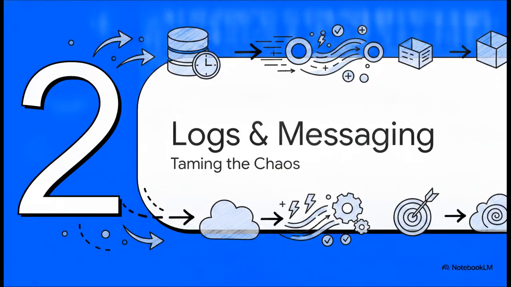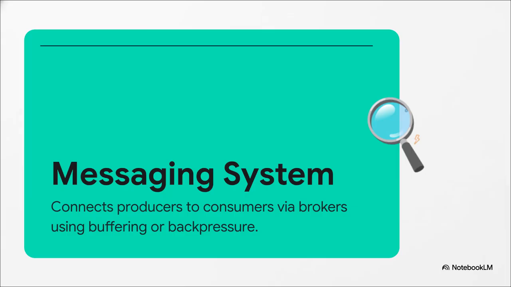Which brings us to Section 2, logs and messaging systems, or how we actually go about taming this chaos. Because the big question is, how do we route millions of live events reliably? How do we get data from our database to our search index without dropping things or scrambling the order? We introduce a messaging system. On one side, we have producers, like your app generating events. On the other side, consumers, like your search index. And right in the middle, connecting them, is the broker.